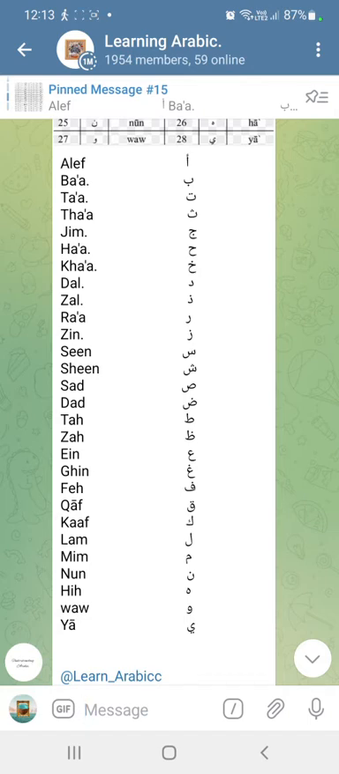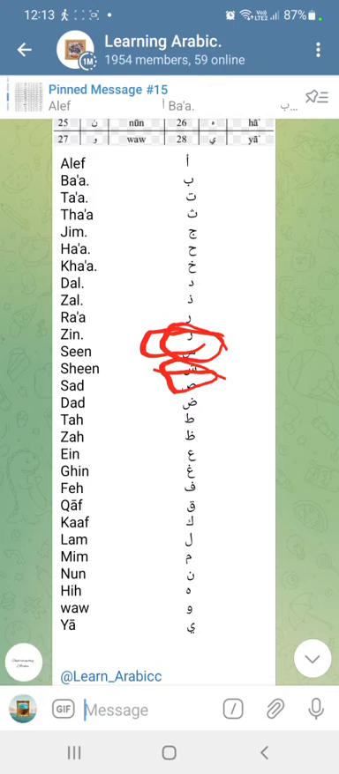And then Sheen, equivalent to sh. And then we have, you have to focus just a little bit on the difference between Sin and Sod, which is pronounced in an opera kind of way. It's Sod, Sod.